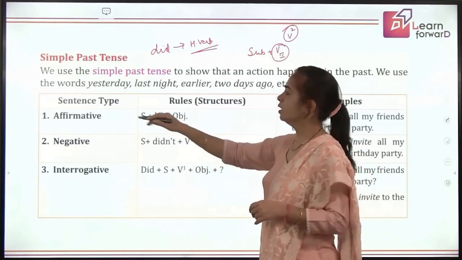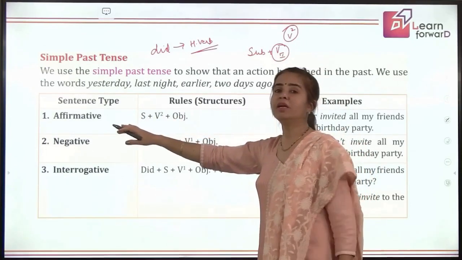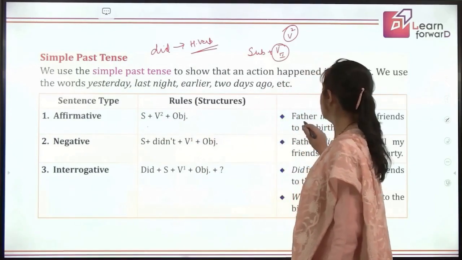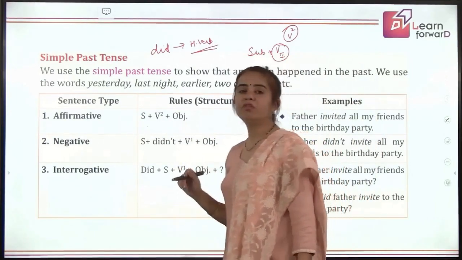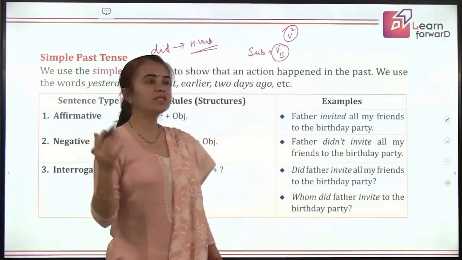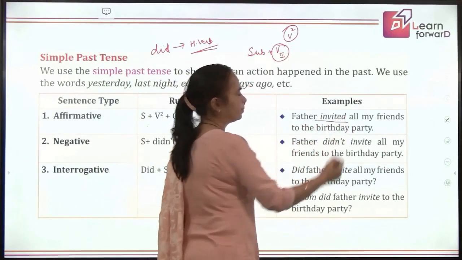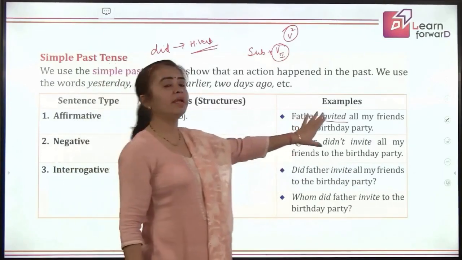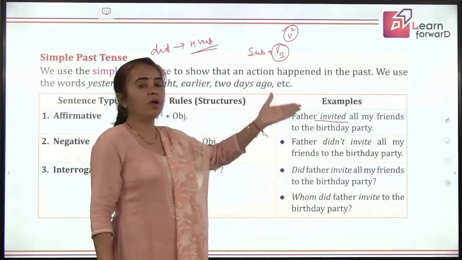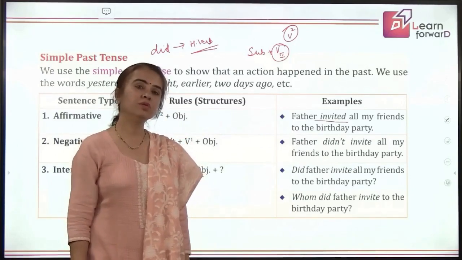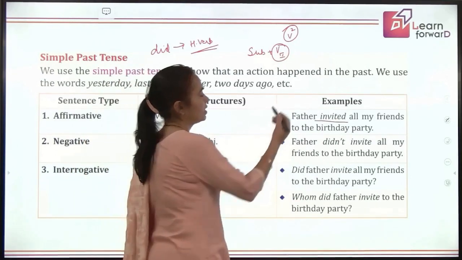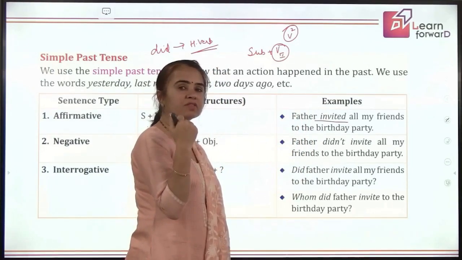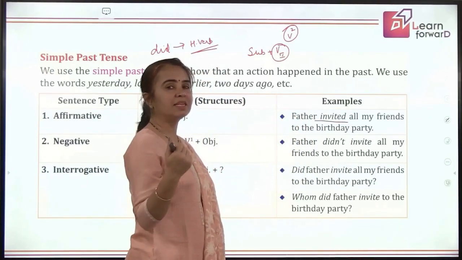How? Let's see. When we say the sentence in affirmative, we simply say subject plus second form of verb plus object. Like we say, father invited all my friends to the birthday party. So what is the verb here? Invited. This is second form of verb. Now when you have to make this negative, there is no helping verb. So you have to introduce, what is it? Did.